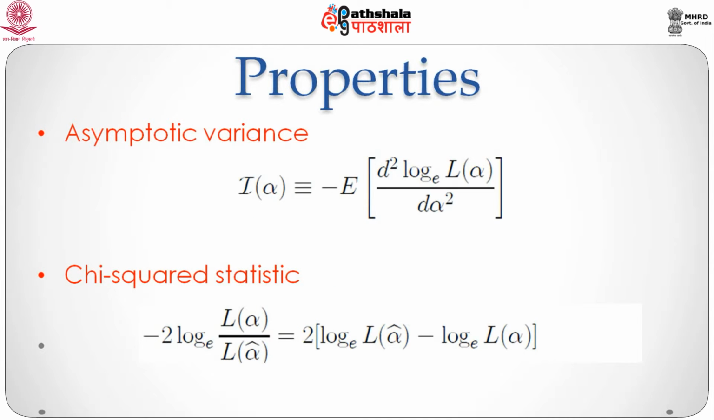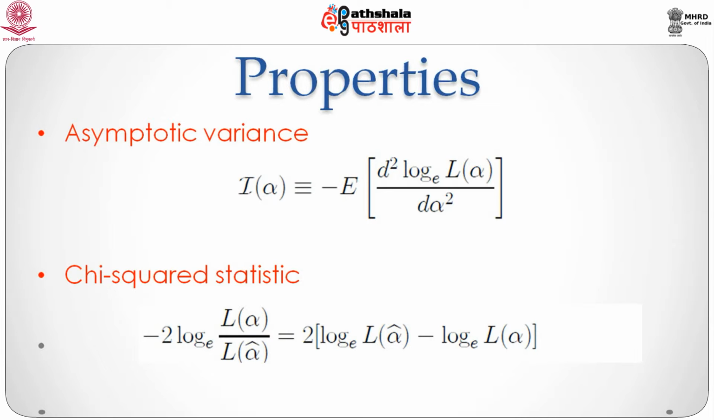The asymptotic variance of the maximum likelihood estimator is calculated from the information matrix. So if we assume that the parameter is specified by alpha, I of alpha is equal to minus the expectation of del square log L alpha by del alpha square. The asymptotic variance is given by the inverse information matrix.